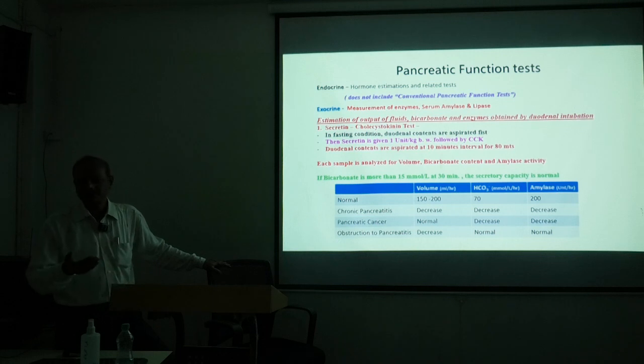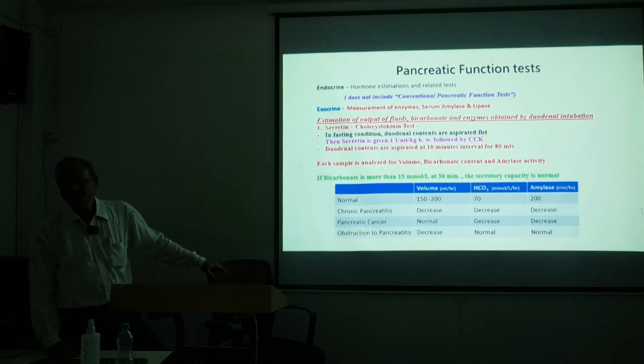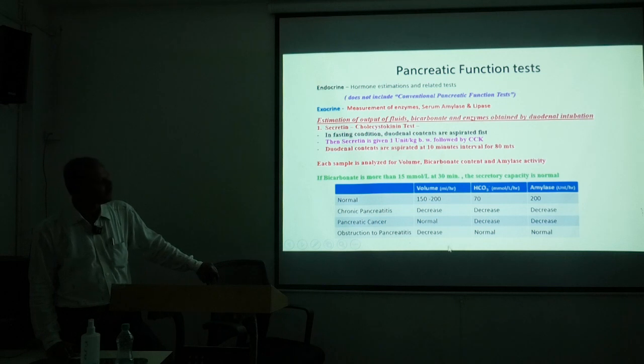It depends on the stage where the patient presents and what treatment the patient has taken. Maybe there is an obstruction, but some part of the obstruction has been relieved. So you may not get this type of picture. At that time, the physician will know what treatment he has given. Accordingly, he will interpret the result. So basically, volume, bicarbonate and amylase are measured.